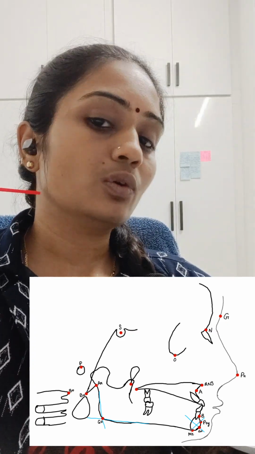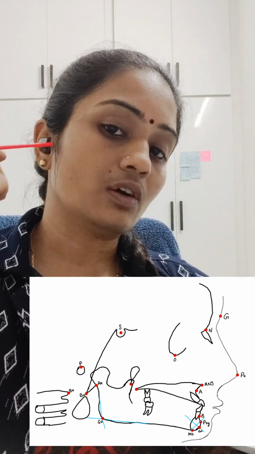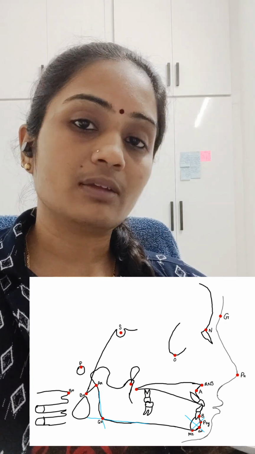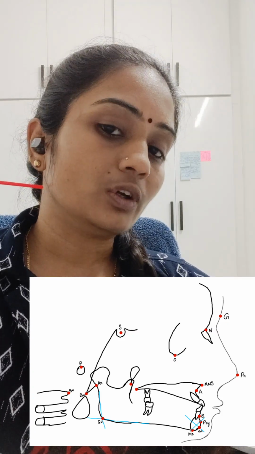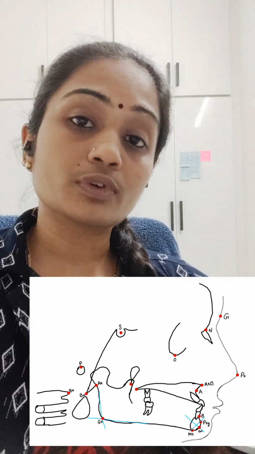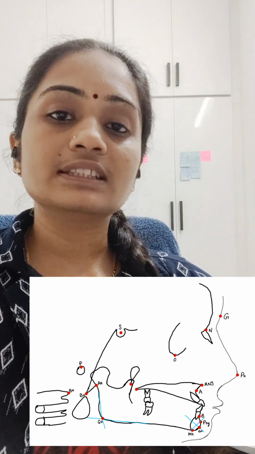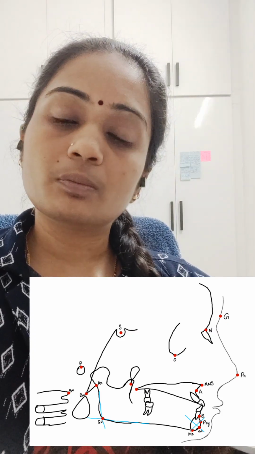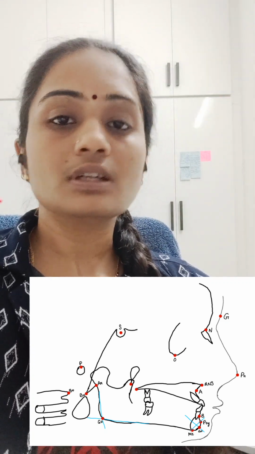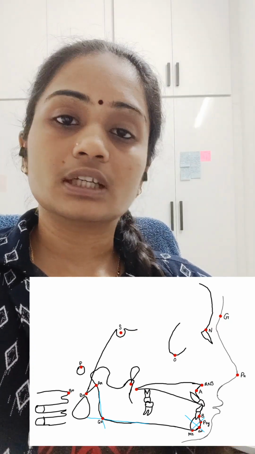Next comes gonion. Gonion is somewhere here. This is also a derived landmark which is formed by the intersection of the ramal plane and the mandibular plane. So the ramus plane and the mandibular plane form the gonion here. Next comes articulare. Articulare is formed by the intersection of the posterior border of the ramus and the inferior border of the occipital bone. Next is basion. Basion is the midpoint on the anterior border of foramen magnum. We all know foramen magnum is the largest hole in the base of the skull. Okay. So that is basion.